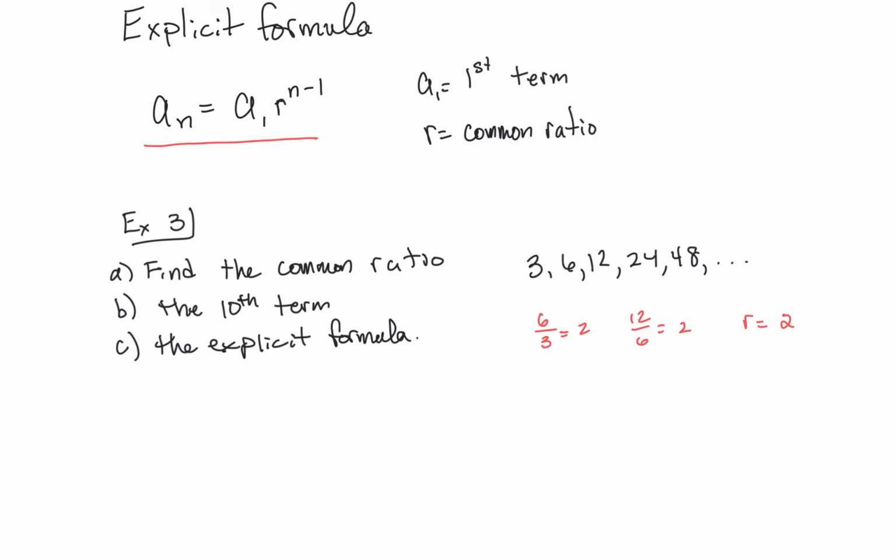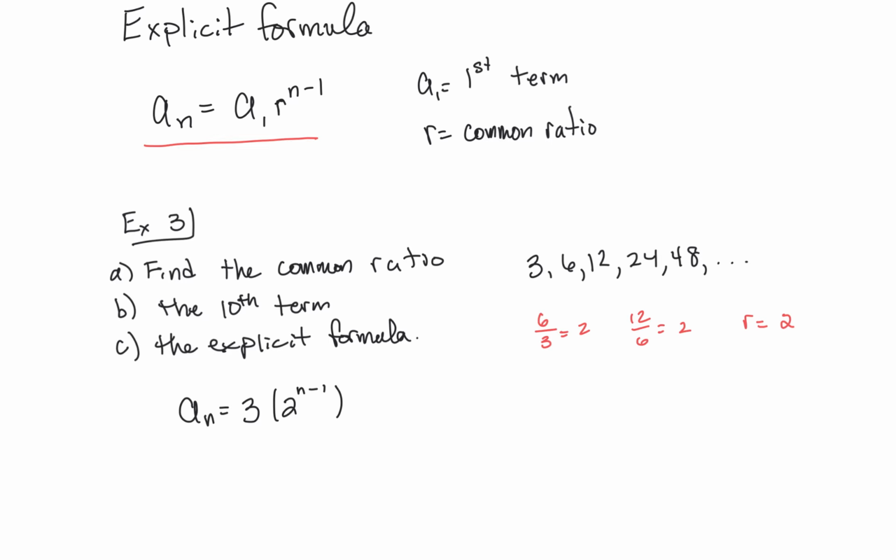Now, let's find the explicit formula. This is pretty easy once you have r and the first term. We know that my nth term, a_n, is equal to the first term, which is 3, times the ratio to the n minus 1. And that's it.